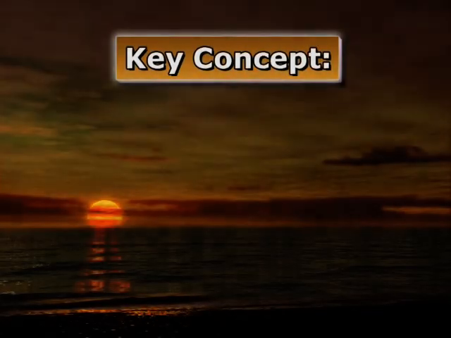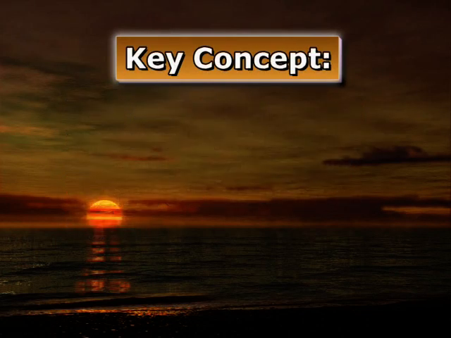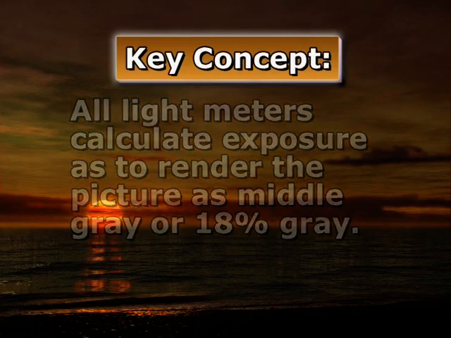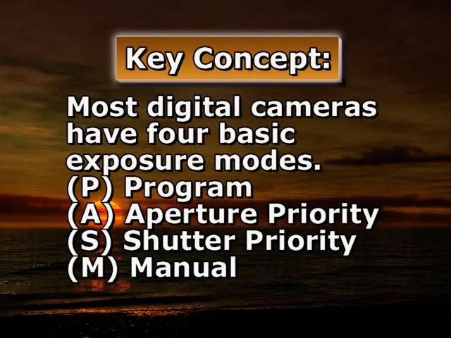Key concept. The ISO is a rating system that sets the sensitivity of your camera's sensor to light. Key concept. All light meters calculate exposure as to render the picture as middle gray or 18% gray. Key concept. Most digital cameras have 4 basic exposure modes: P for program, A for aperture priority, S for shutter priority, and M for manual.